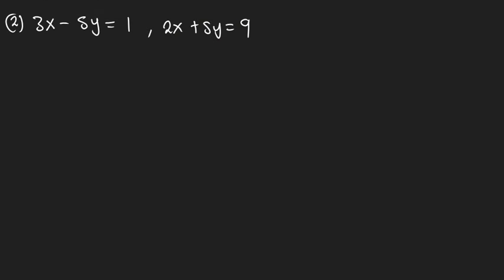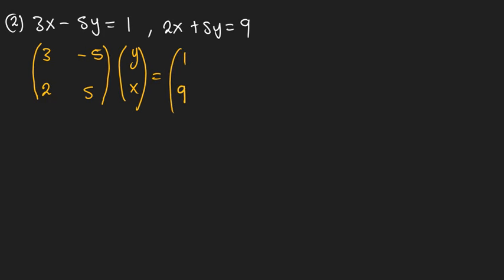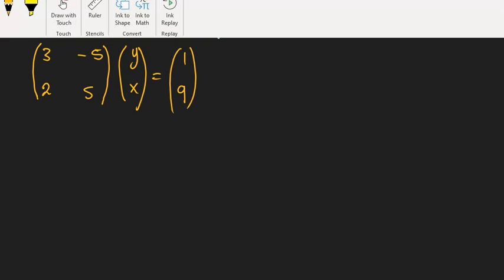Now, we would use the same concept. We get the coefficients. So this is going to be like 3, negative 5. This is going to be like a 2, 5. Okay, like that. Of course, you have your y, your x, and then your equals: 1, then 9. Okay, now we can use the same method we used.